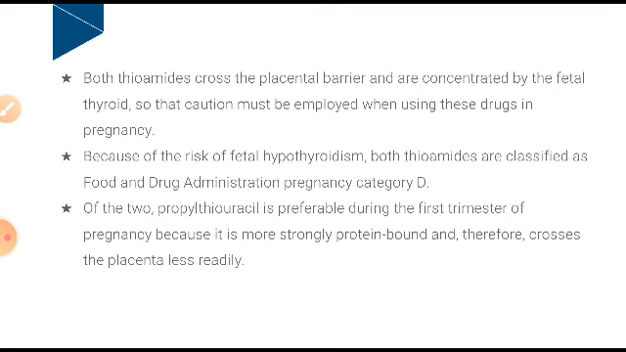Both thioamides cross the placental barrier and are concentrated by the fetal thyroid. So there is placental transfer, so caution must be employed when using these drugs in pregnancy. Because of the risk of fetal hypothyroidism, both thioamides are classified by the Food and Drug Administration in pregnancy category D. Of the two, propylthiouracil is preferable during the first trimester of pregnancy because it is more strongly protein bound and therefore crosses the placenta less readily. So which one will you prefer? Prefer propylthiouracil.